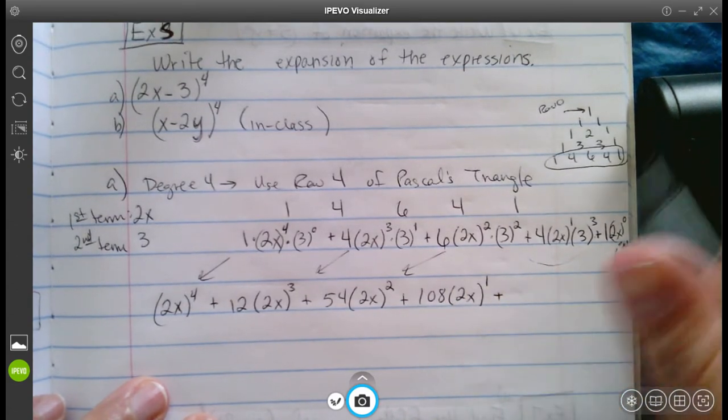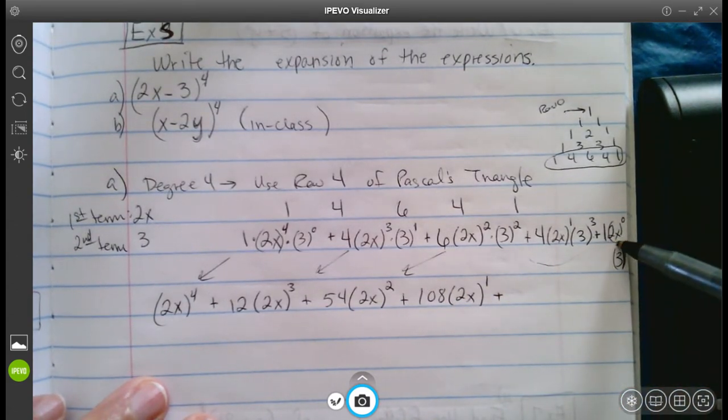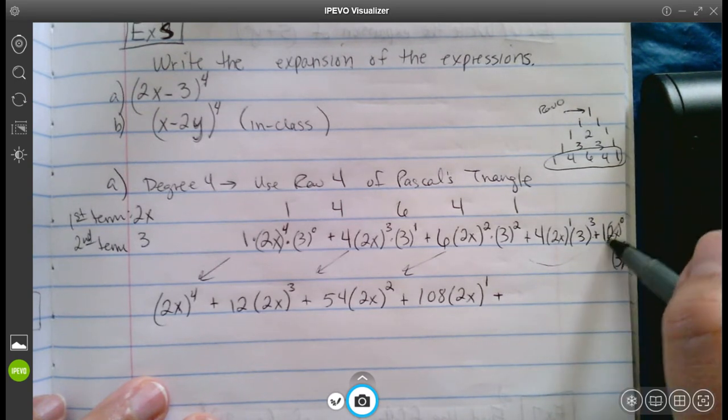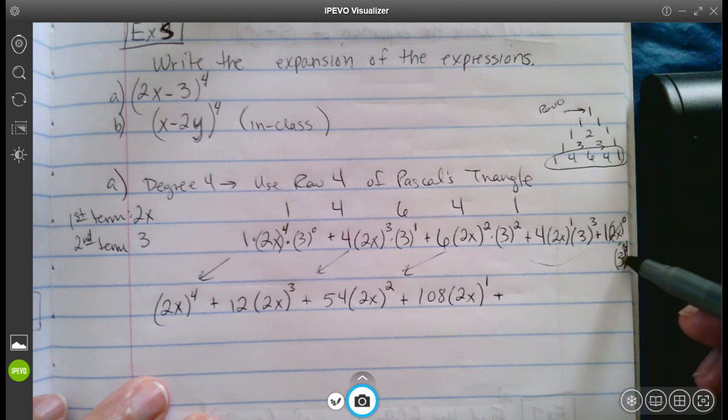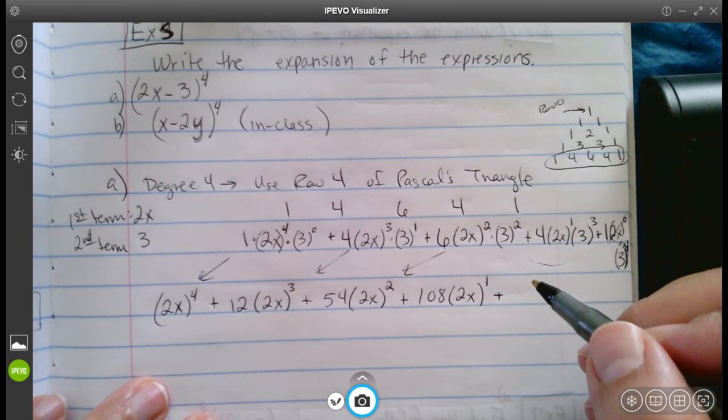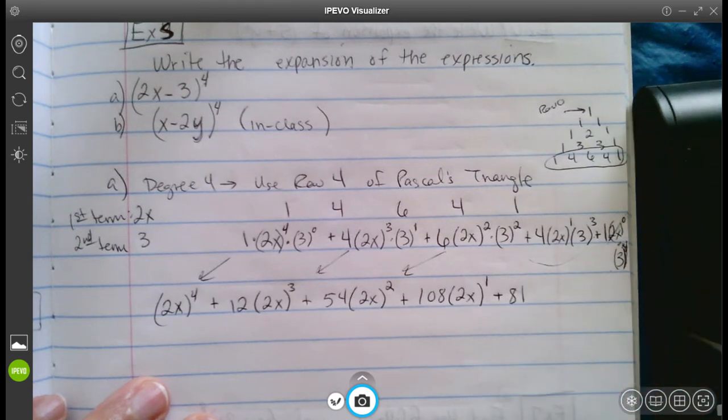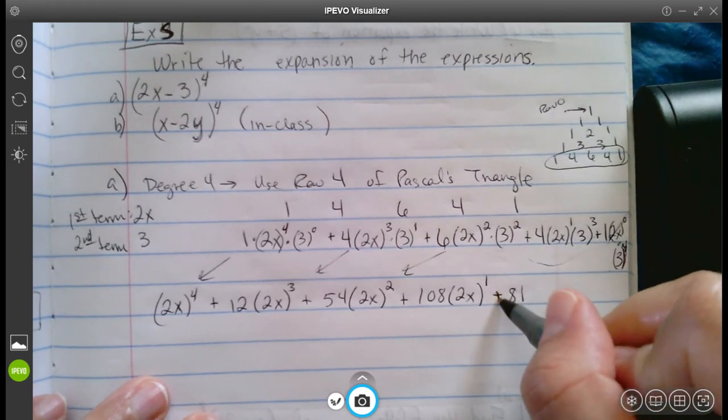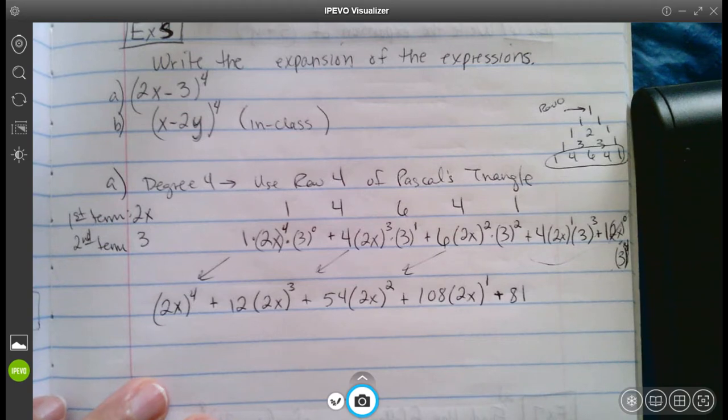And then last but not least, we have 1 times 2x to the 0 times 3 to the 4th. So this part right here is just going to be a 1. So I'm not even going to worry about it. 3 to the 4th is 3 times 3 times 3 times 3, which is the same as 9 times 9, which is 81. Okay? See, no calculator required so far. All right, let's keep reducing.